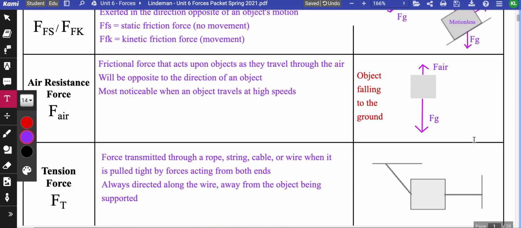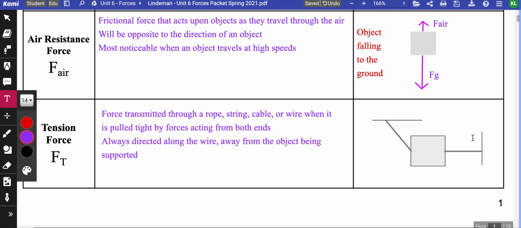For this next one, we have tension force. The best example I can think of with tension force is keys on a lanyard. But really anything that is being suspended from above is tension force. So this is force transmitted through a rope, string, cable, wire, when it is pulled tight by forces acting on it from both ends. This is always directed along the wire, away from the object being supported.